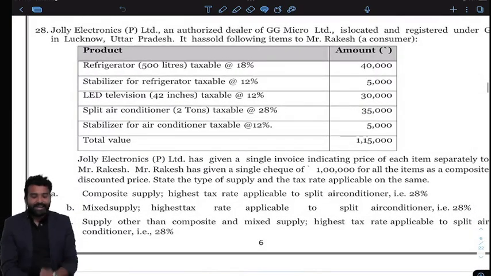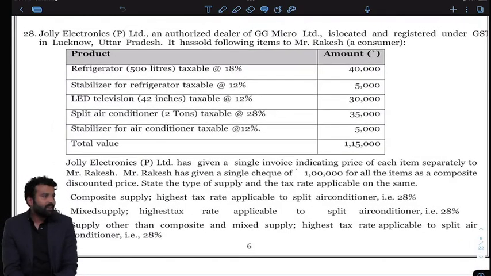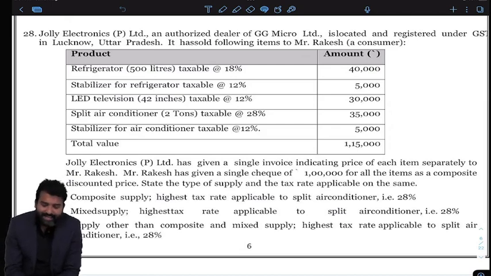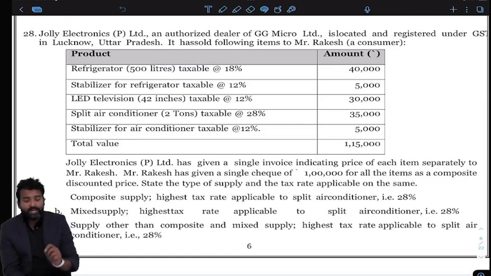Next question. It is regarding composite and mixed supply. A company is selling a refrigerator, stabilizer for the refrigerator, LED television, split air conditioner and stabilizer for the air conditioner. Total value is 115. Important. Jolly Electronics has given a single invoice indicating the price of each item separately. And Mr. Rakesh has given a single check for the composite discounted price. State the type of supply and tax rate applicable on it.